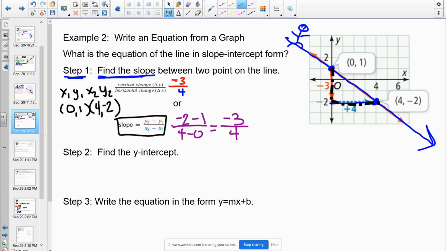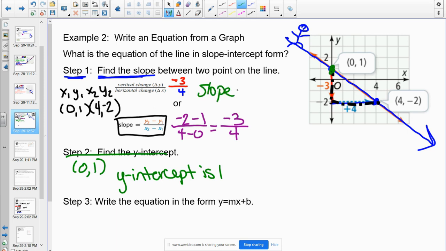Second step is just to find the y-intercept. Easiest step. If you have a graph, you are just going to look at the graph and see it. So I can see that the point is 0, 1. So that means that my y-intercept is 1. Okay, so my slope is up here on top, and maybe I should have said that. Make sure everybody sees that. Slope here was -3/4. No matter which method you chose, the y-intercept is 1.